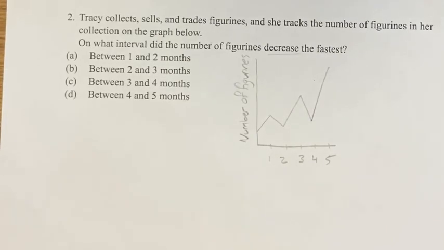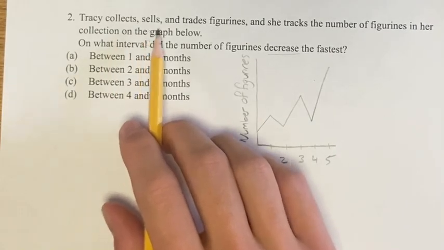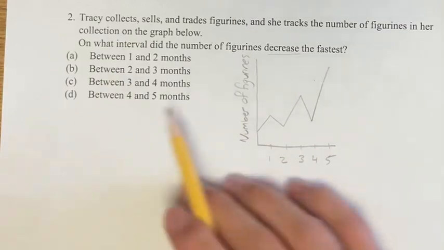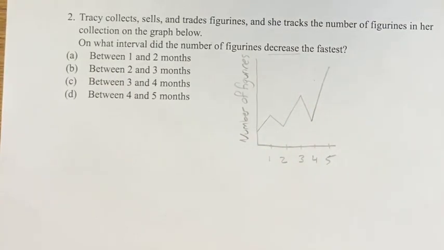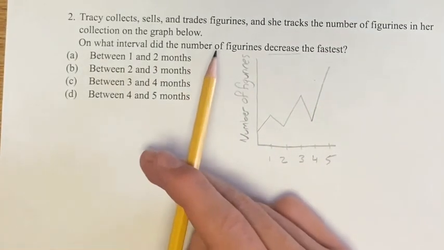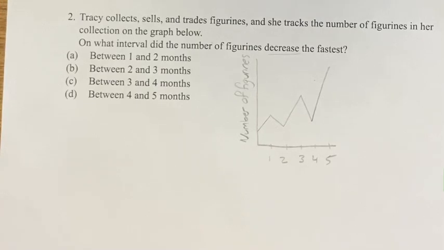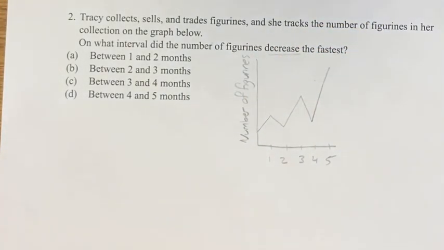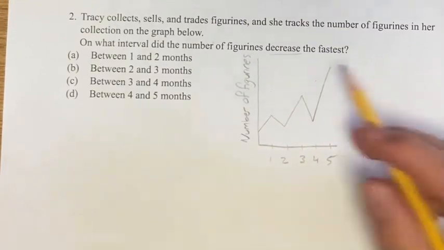In this problem, we have Tracy collecting, selling, and trading figurines, and she tracks the number of figurines in her collection in this graph. And we're asked, on what interval did the number of figurines decrease the fastest? So we're looking for when they decrease the fastest. So first we have to find when it's decreasing, right? So what does it mean for it to decrease?